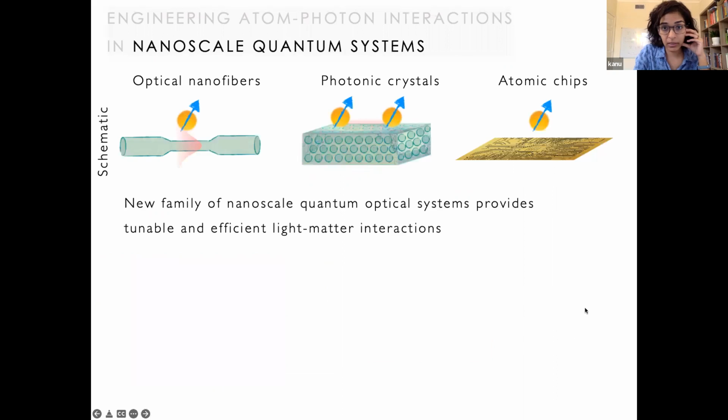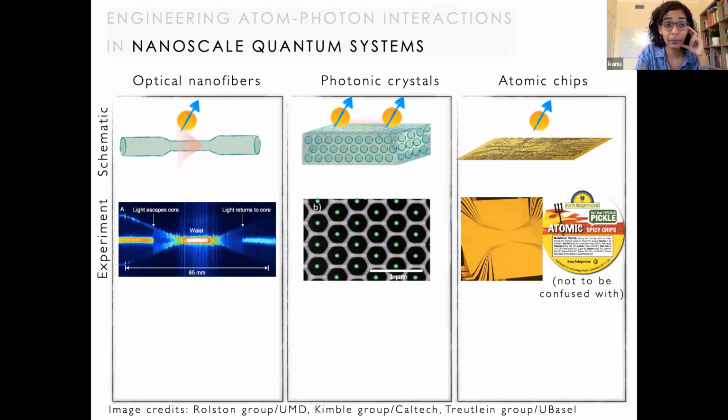And this brings us, therefore, to an emerging, or I should say already pretty emerged, family of nanoscale quantum optical systems that provide both very efficient as well as very tunable and engineerable light matter interactions. So here you can see a few representative examples of such systems. For example, atoms coupled to optical fibers that are few 100 nanometers thick, or atoms close to nanostructured surfaces like photonic crystals and atomic chips and so on. And what I've drawn here are some theorist cartoons, but of course these ideas are not just theoretical, they've very much been realized in labs all over the world. So here you can see some representative examples of these systems in reality.